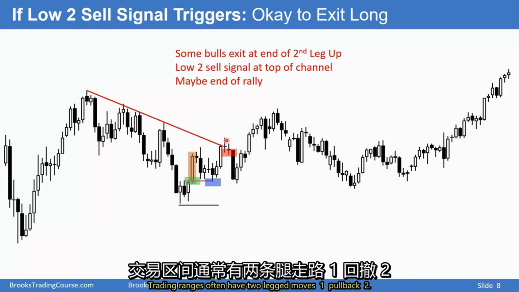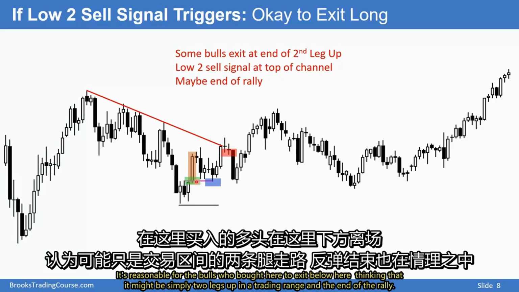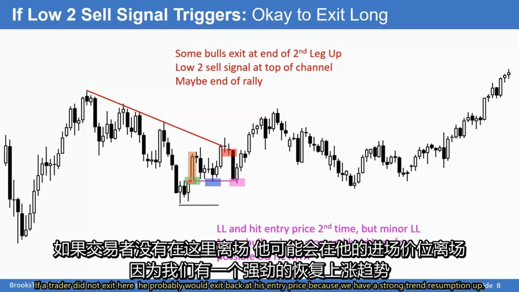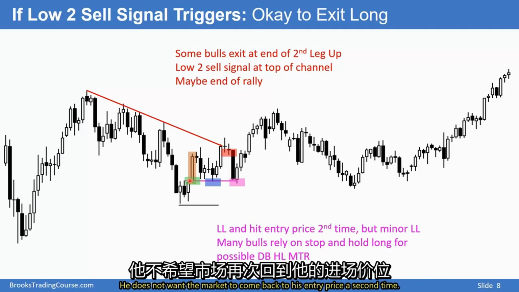Trading ranges often have 2-legged moves, 1 pullback 2. It's reasonable for the bulls who bought here to exit below here, thinking that it might be simply 2 legs up in a trading range and the end of the rally. If a trader did not exit here, he probably would exit back at his entry price because we have a strong trend resumption up. He does not want the market to come back to his entry price a second time.